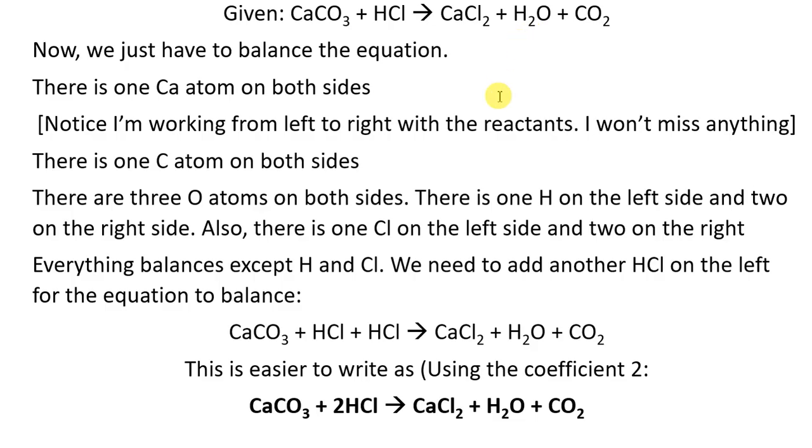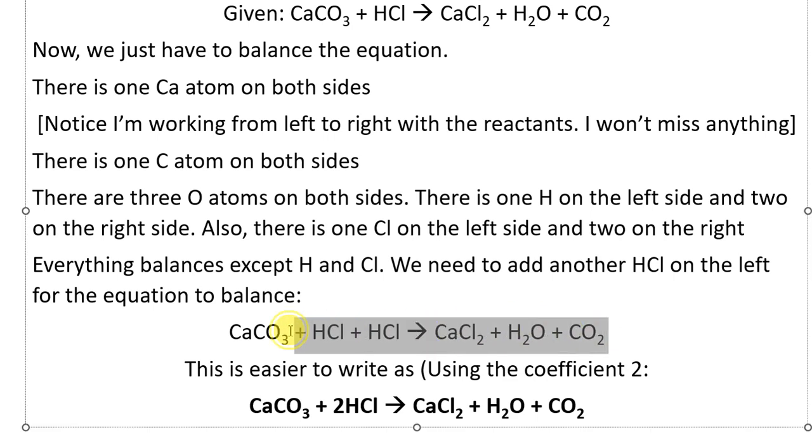Now, the only way I can increase the number of HCl on the left is by adding another HCl. But if I do this, I'm increasing not just the H, I'm also increasing the Cl. I've now got two Cl on the left. And that's all right because I've got CaCl2 on the right also. It's easier, rather than write plus HCl twice, to write plus 2HCl.